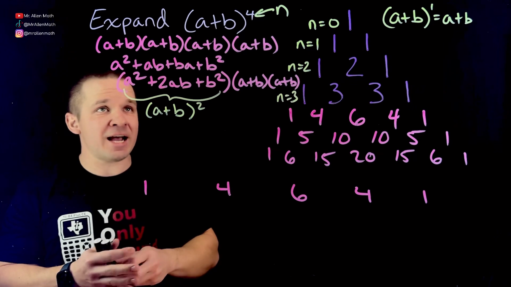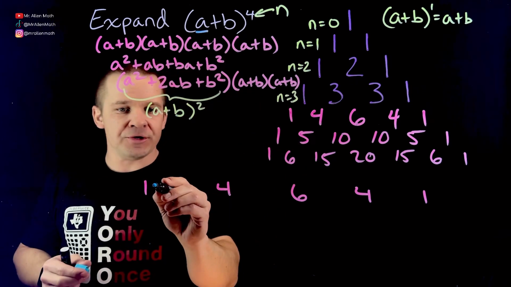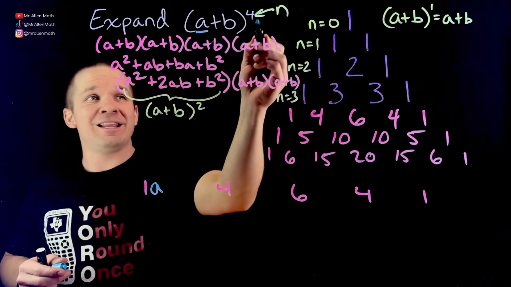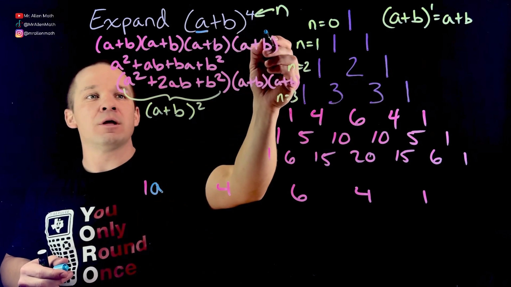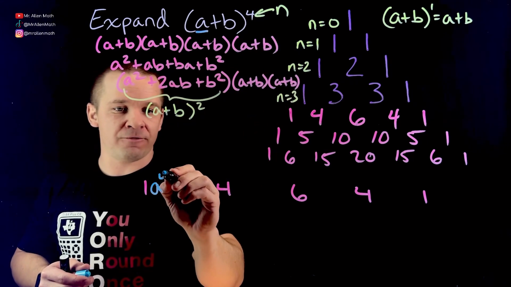Now, the next term, I'm going to do this guy in blue, so this will be my a. All right? So it's going to be a, and my first term is going to match the exponent of that binomial. Note that for this guy being squared, my a squared was first. So this will be a to the fourth.